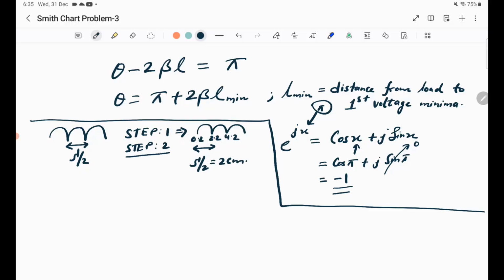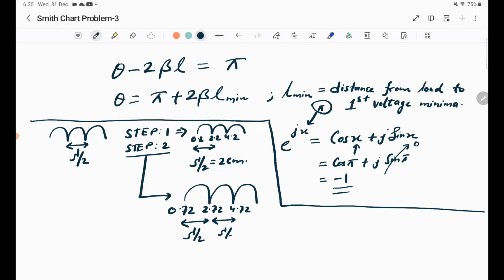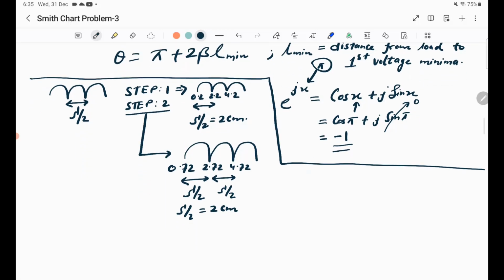Similarly for step number 2 also, the voltage minima is given. They are given as 0.72 centimeters, 2.72 centimeters and 4.72 centimeters. So if you find the distance between two voltage minimas, either this distance or this distance, both of these distances will be equal to lambda by 2. So in this case also, lambda by 2 comes out to be 2 centimeters. Alright, so we can tell that lambda is equal to 4 centimeters.